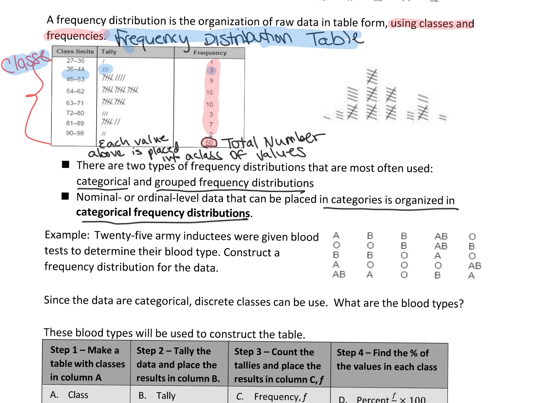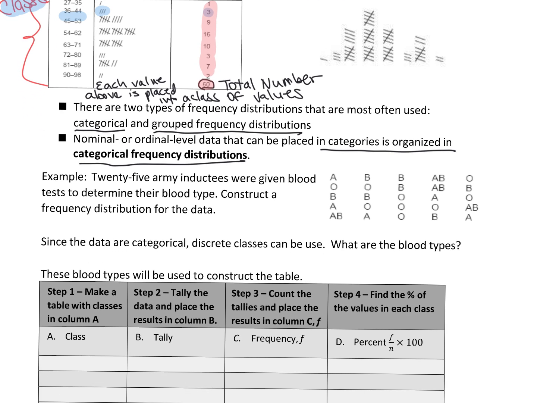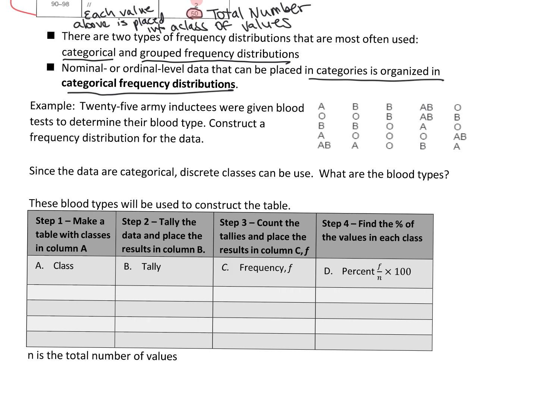And let's see. So you can see we've got the different blood types right here, and that would be 25 of them. And we are going to go ahead and construct this table here. And notice that since the data is categorical, the discrete classes can be used. And of course, that would be based on blood type. All right. So the classes would be blood type A, blood type B, blood type O, and then blood type AB. And then we would use the tally to help us to determine how many there are.